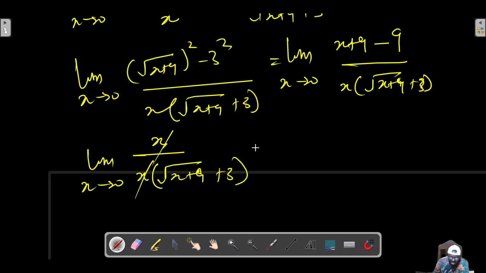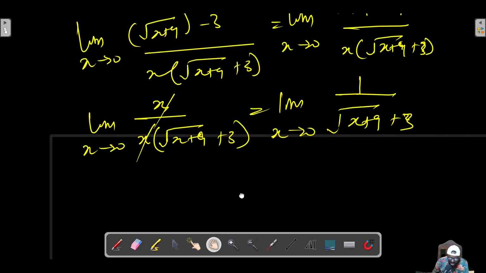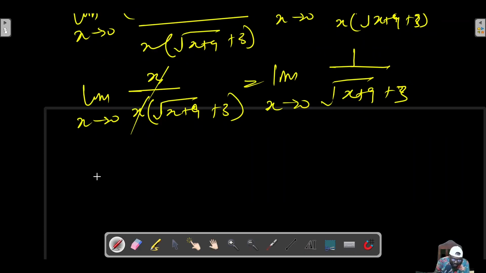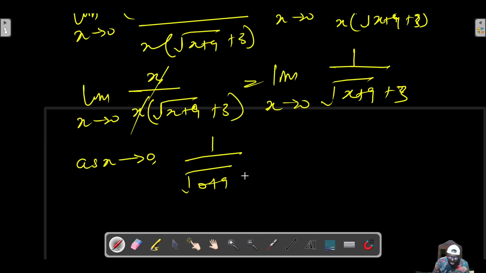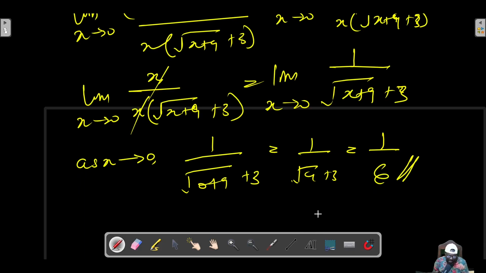This x cancels out this x, so we end up with the limit as x is approaching 0 of 1 over the expression root of x plus 9 plus 3. Then the job is done. From here, realize after doing a direct substitution, you are not going to end up with an indeterminate. And that will be our final answer for the limit. So as x is approaching 0, our expression approaches 1 over root of 0 plus 9 plus 3, which is root of 9 plus 3. And the answer is 1 over 6.